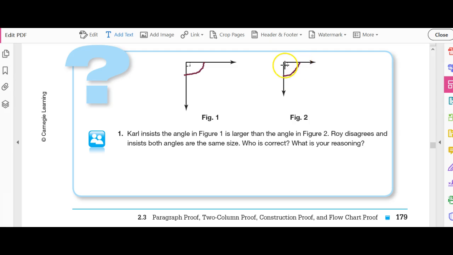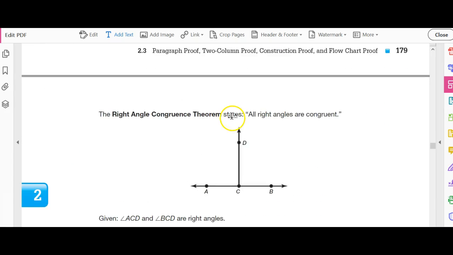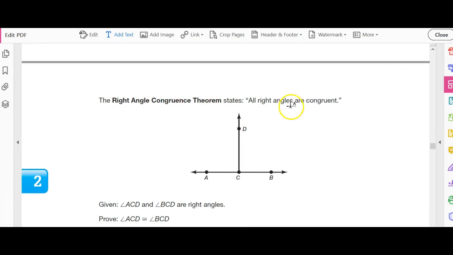In both cases, they're marked right here that they are right angles. So if they have 90 degrees, they're right angles, they're both 90 degrees. Therefore, if their measures are equal, then the two angles have to be congruent. And that's what we're going to go into here. Proof of this right angle congruence theorem.